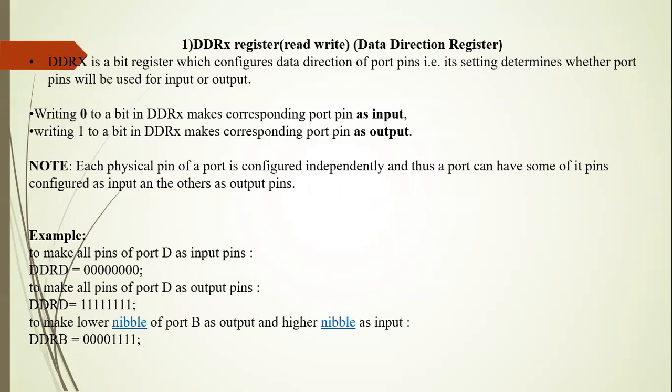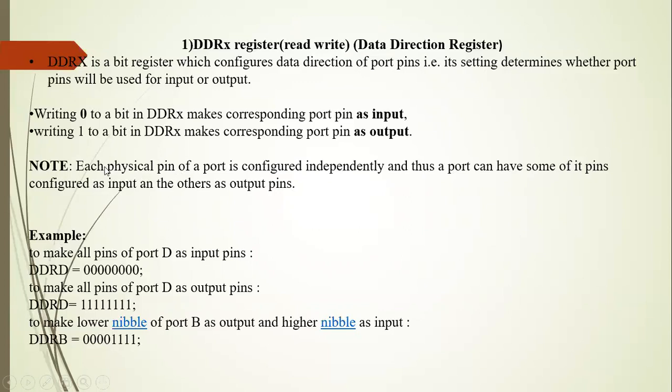So if we want to configure the pins as input, we have to write 0 in the DDRX register. If we want to configure the pins as output, then we write 1 to the DDRX register. See, here it is written: each physical port or pin of a port is configured independently, and thus a port can have some of its pins configured as input and some configured as outputs.